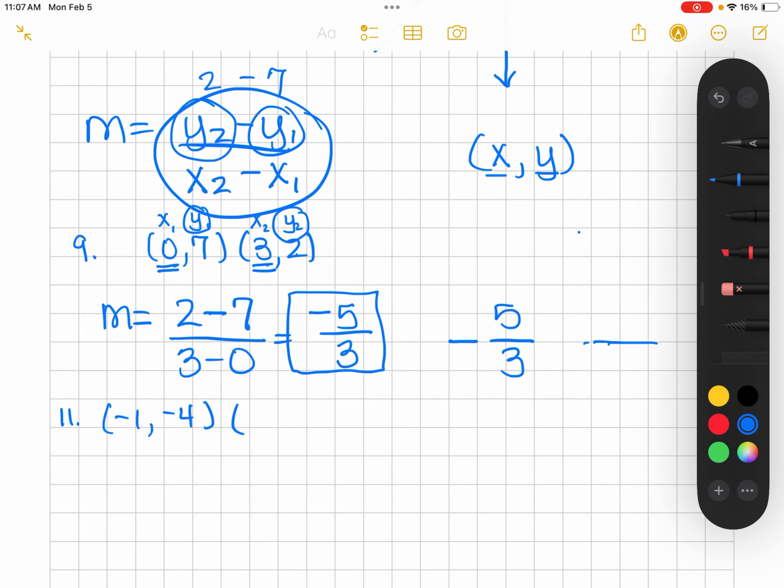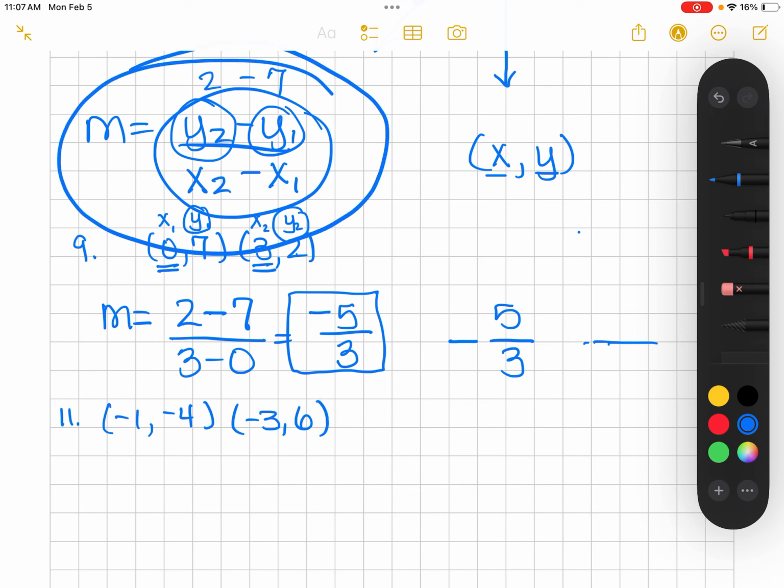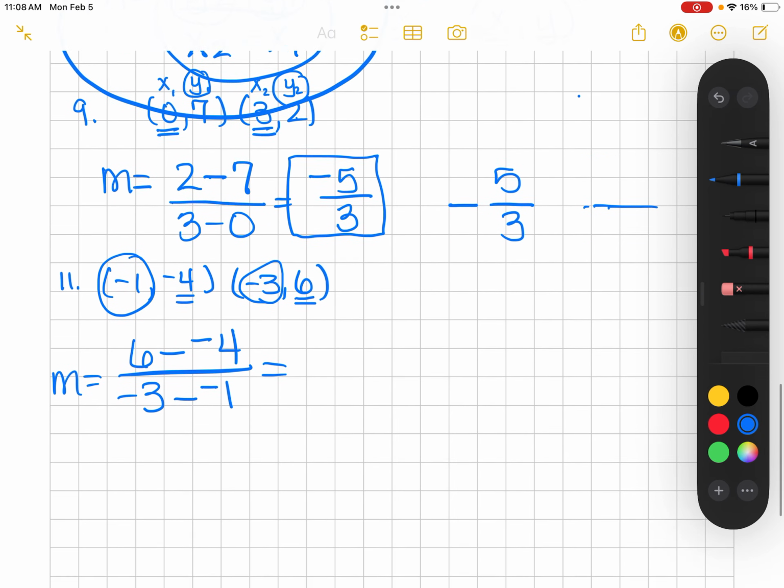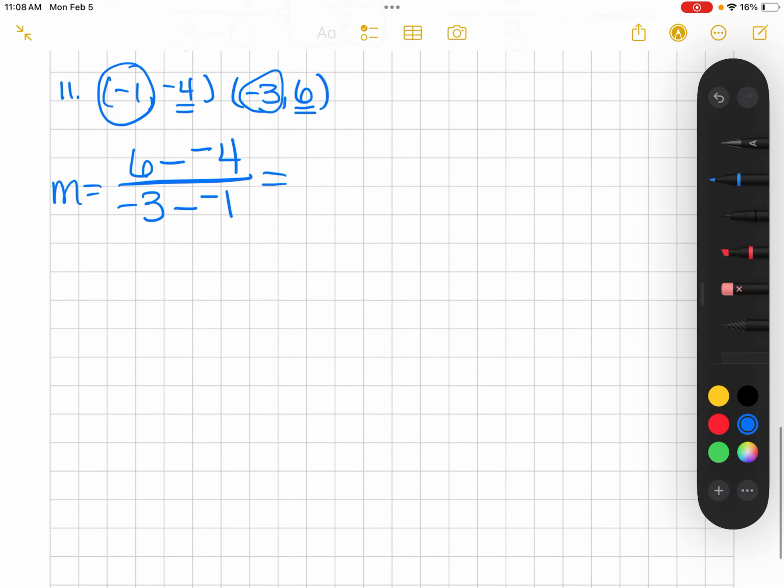These are the same type of problems. I'm just putting it into the slope formula up here. Okay, so I take y2 minus y1. So 6 minus -4. Then I take x2, -3, and minus x1, minus -1. Okay, so this is going to be my slope. Now, there's lots of minuses in here, so I need to change my minus to a plus and the second number to its opposite. Let me do that in a different color so that you can see that. So I'm going to change this to a plus and this to its opposite.